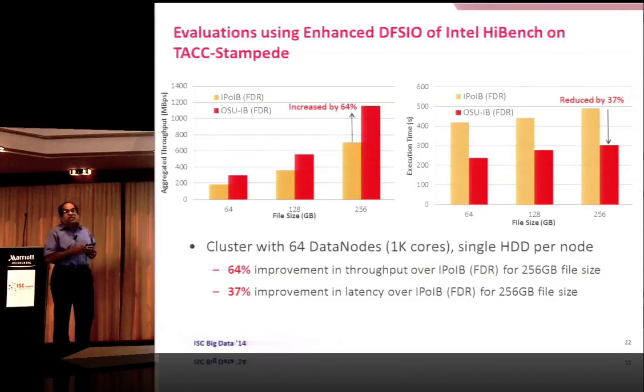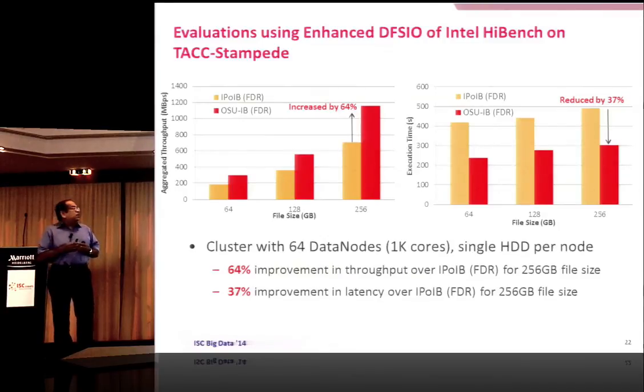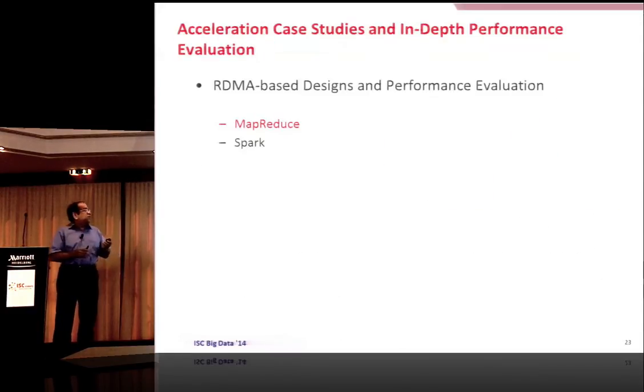So this is the DFSIO. Some of you might know that it is a very common benchmark which is used to evaluate HDFS. So this run has been done on the TACC-Stampede, and what the two lines are showing is the IP over IP, that is the sockets based design, and this is our new design, which is RDMA based. And here you can see that this was running on 64 data nodes with 1,000 cores. Each node has 16 cores, and a single HDD, that is the hard disk, per node. And here you can see that the RDMA based design is able to push the throughput by around 64%, and the latency is reduced by around 37%.